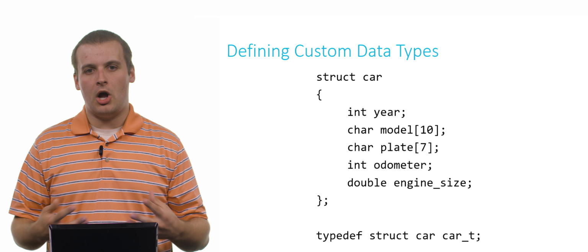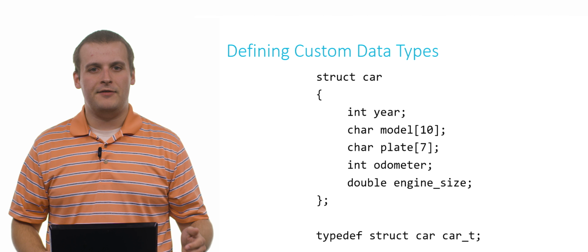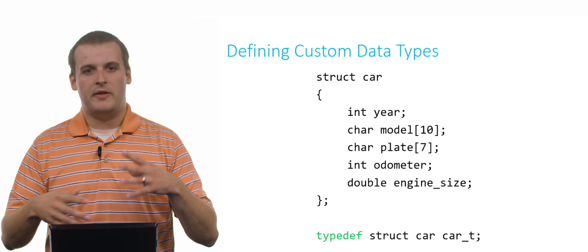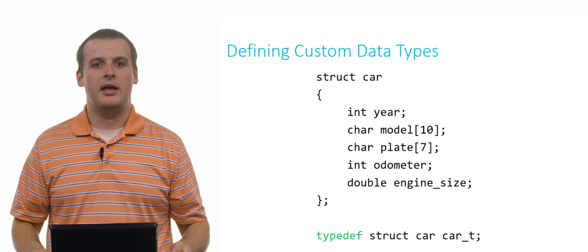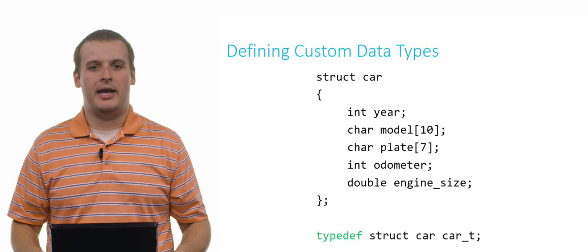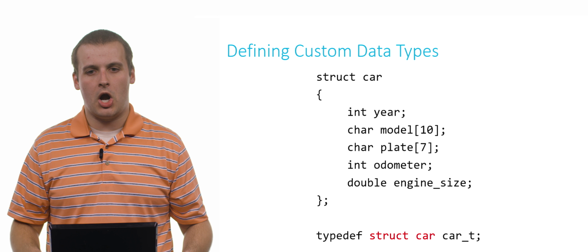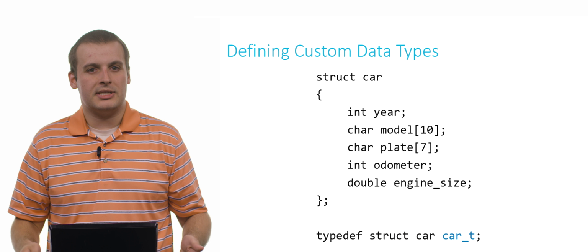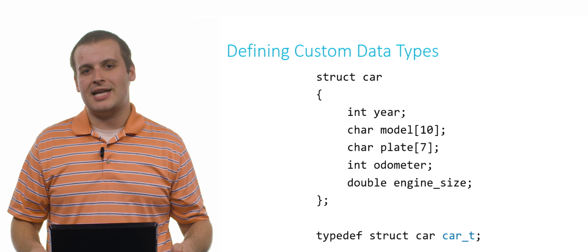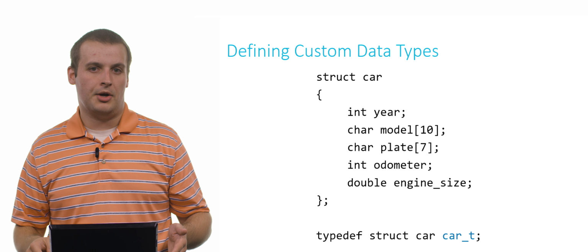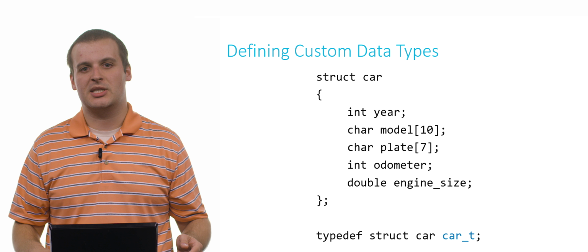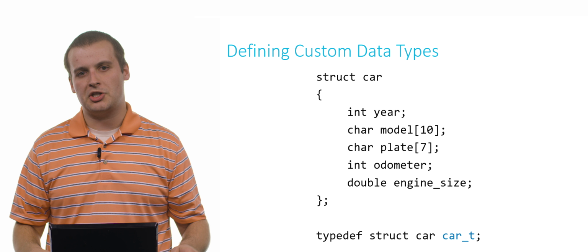So if I define a car as follows, I have my definition of a car, struct car, and then open curly brace, all the fields of my structure, close curly brace, semicolon. After I've defined my data type, I can typedef struct car as car underscore t. And then when I've done that, now every time I would have otherwise used struct car, I can just use car underscore t. That's a lot shorter of a way to express this idea of this structure that I just created.